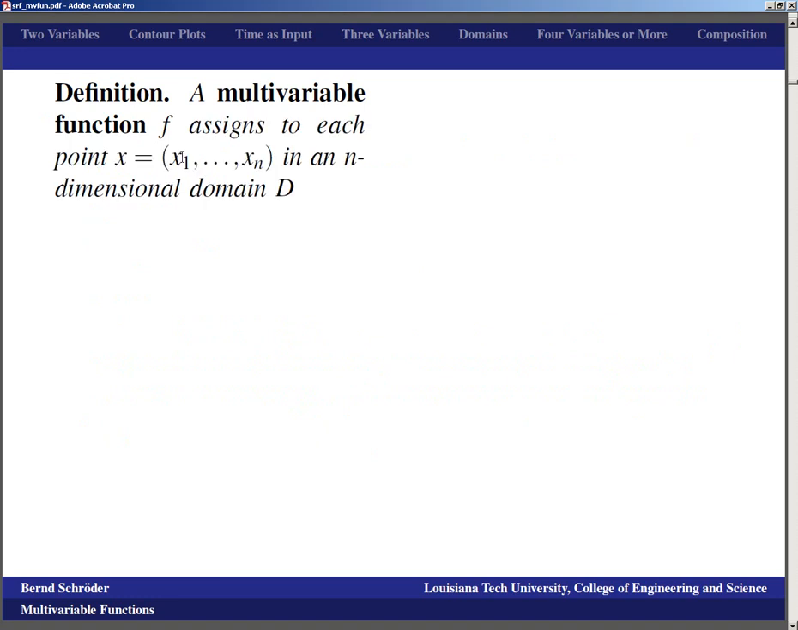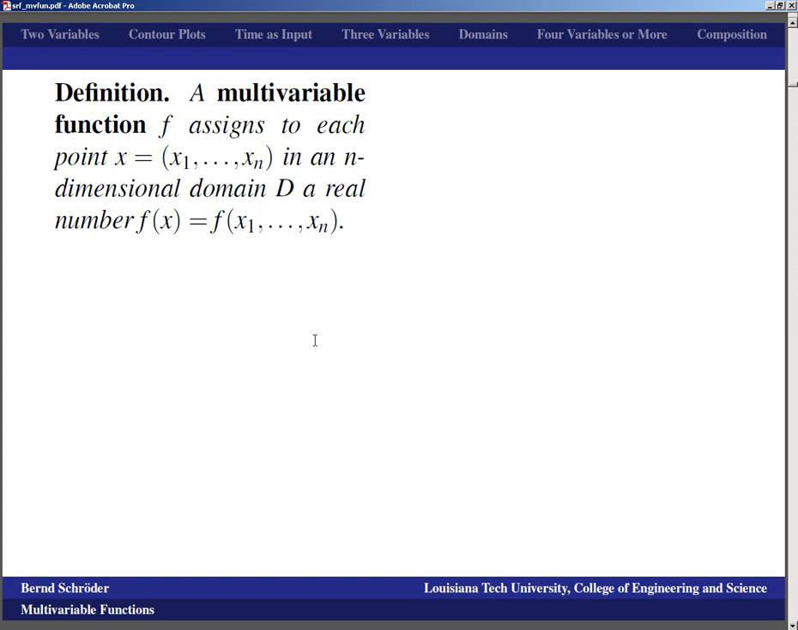A multivariable function f assigns to each point x, being x1 through xn, in an n-dimensional domain, a real number f of x, which is f of x1 through xn, so this x is a point and therefore has n coordinates.